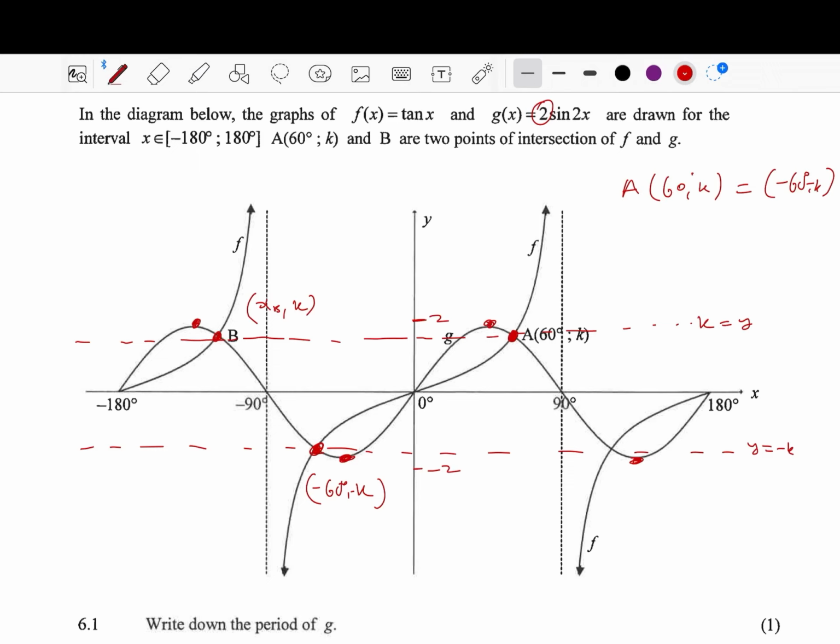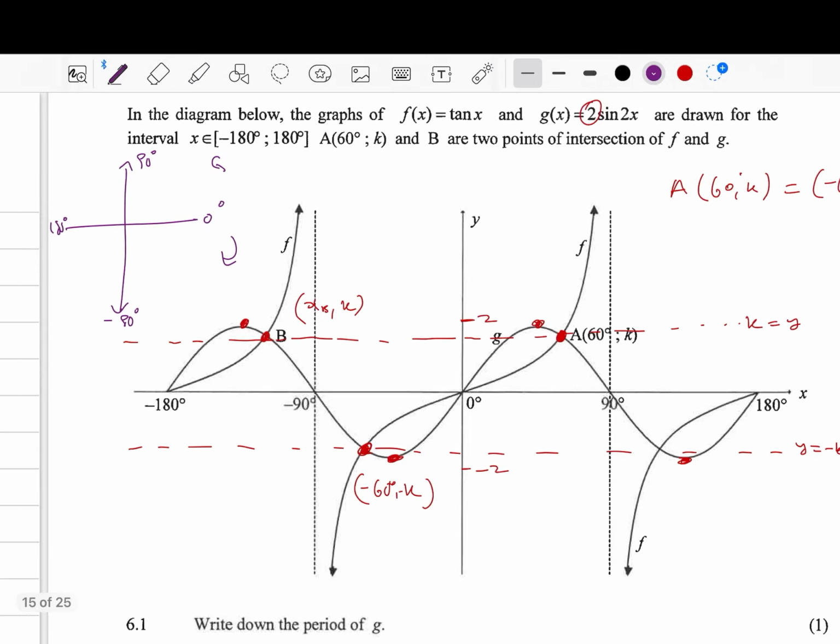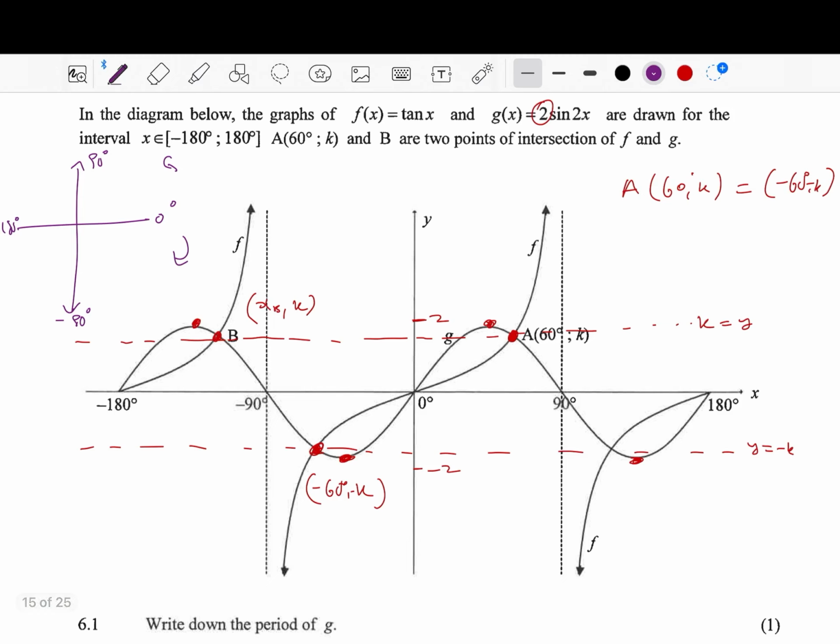Let's look at the quadrants. This is 0 degrees. This is negative 90 degrees if you're going in the clockwise direction. If you're going anti-clockwise, this is positive 90 degrees. If you continue going anti-clockwise, this is 180 degrees. But if you are going in the clockwise direction, this is going to be negative 180 degrees. So we are going anti-clockwise and clockwise. That's what we are doing here.